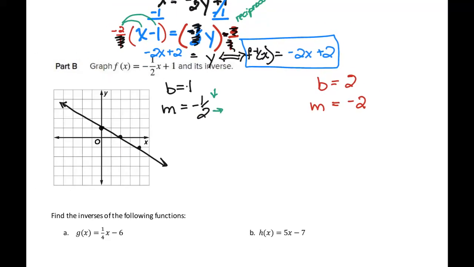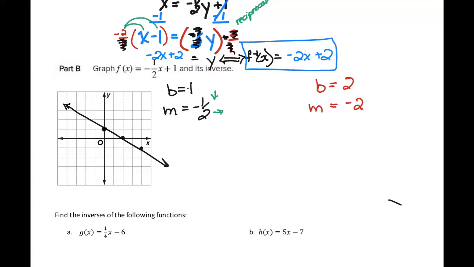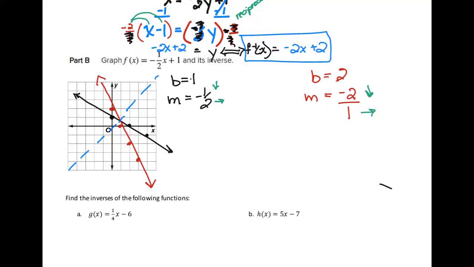That is my f of x function. And I can put this over 1. This means I'm going down 2 and to the right 1. Starting at 2. Down 2 to the right 1, down 2 to the right 1. And there is its inverse. As I look, pretty close. Looks like I'm a little bit off. Okay, and there it is.